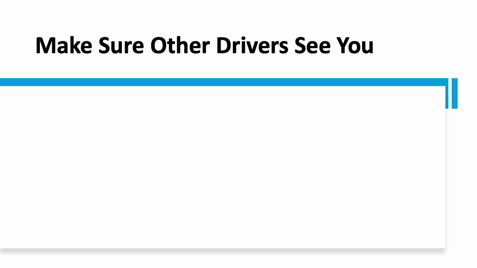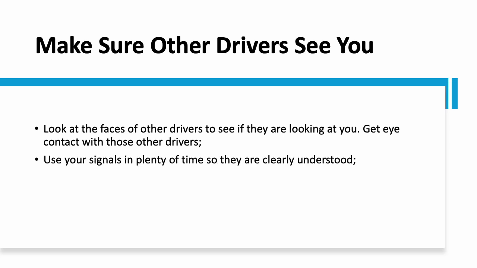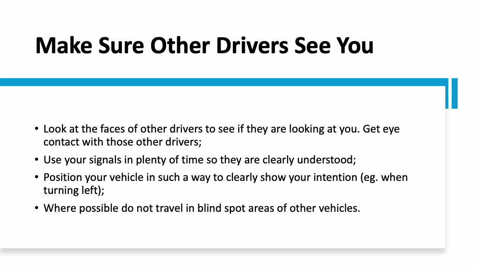Make sure other drivers see you. Look at the faces of other drivers to see if they are looking at you. Get eye contact with those other drivers. Use your signals in plenty of time so they are clearly understood. Position your vehicle in such a way to clearly show your intention, e.g., when turning left. Where possible, do not travel in blind spot areas of other vehicles.